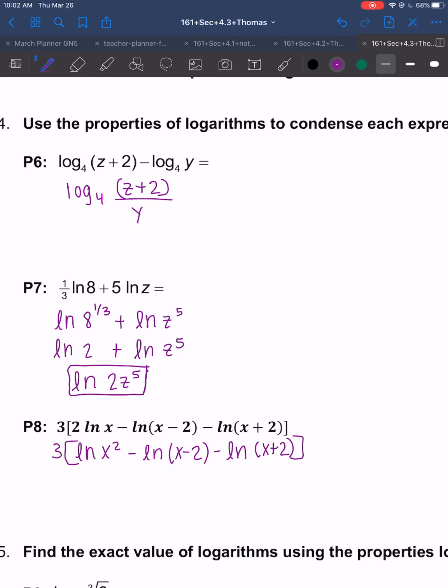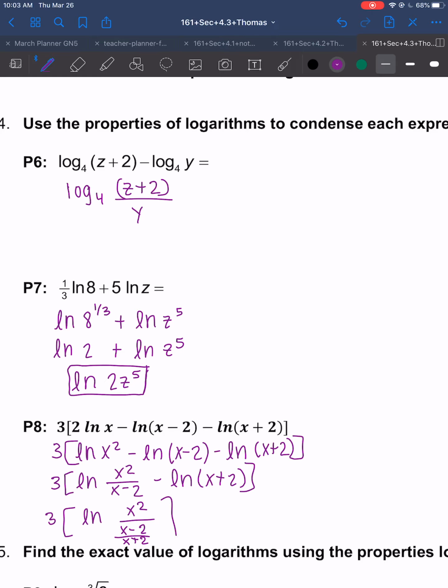And then the next one, we're going to take 3 natural log of x squared divided by x minus 2 minus natural log of x plus 2. And then since this is also a minus, that means I got to divide again. So 3 times the whole thing, natural log of x squared times x minus 2 divided by x plus 2.